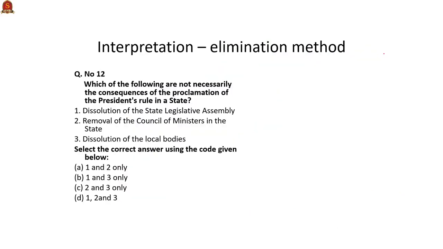Then interpretation based questions. Sometimes there will be interpretation based questions. How to achieve it by the elimination method. Which of the following are not necessarily the consequence of the proclamation of presidential rule in a state? Now, dissolution of the state legislative assembly is a consequence. Removal of the council of ministers of a state is also a consequence, but dissolution of local bodies is not a consequence.